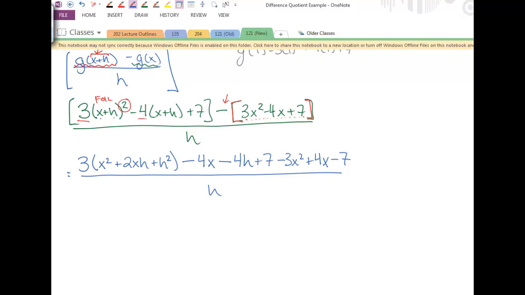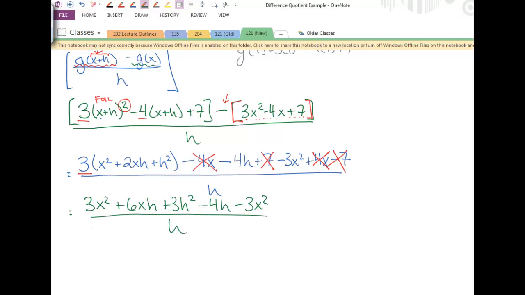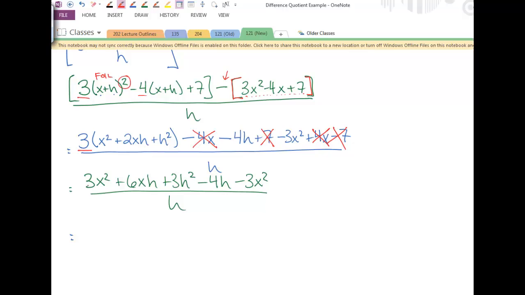Okay, so I've got some distribution here. Now the next step is going to be to multiply in this 3, but I actually already have some terms that cancel. So right here I have a negative 4x that will cancel with this positive 4x, and then I have a positive 7 and a negative 7. Okay, so distributing the 3, I've got a 3x squared plus 6xh plus 3h squared, and then the minus 4h, and then minus 3x squared, all over h still. Now again, we have some more things that cancel. The 3x squareds will cancel, and everything else doesn't have any like terms.